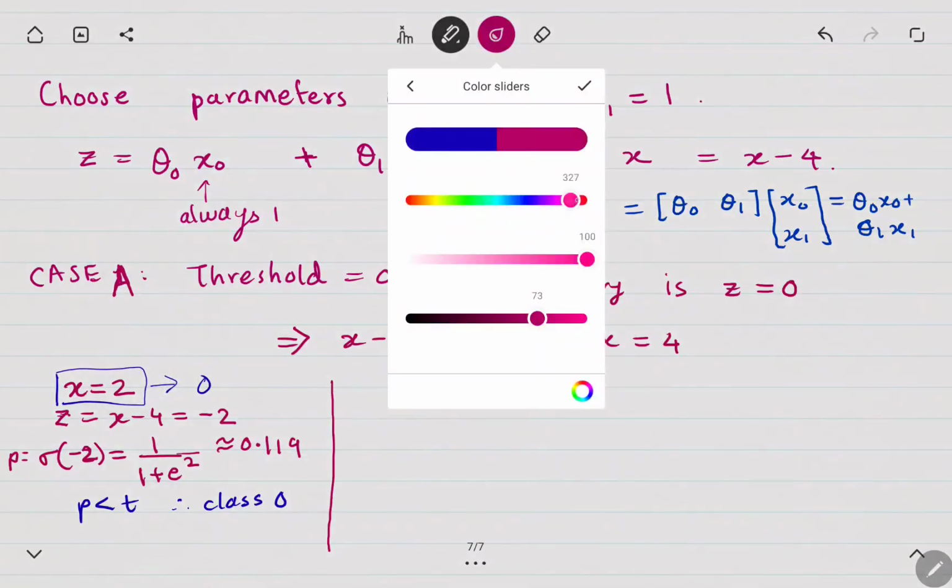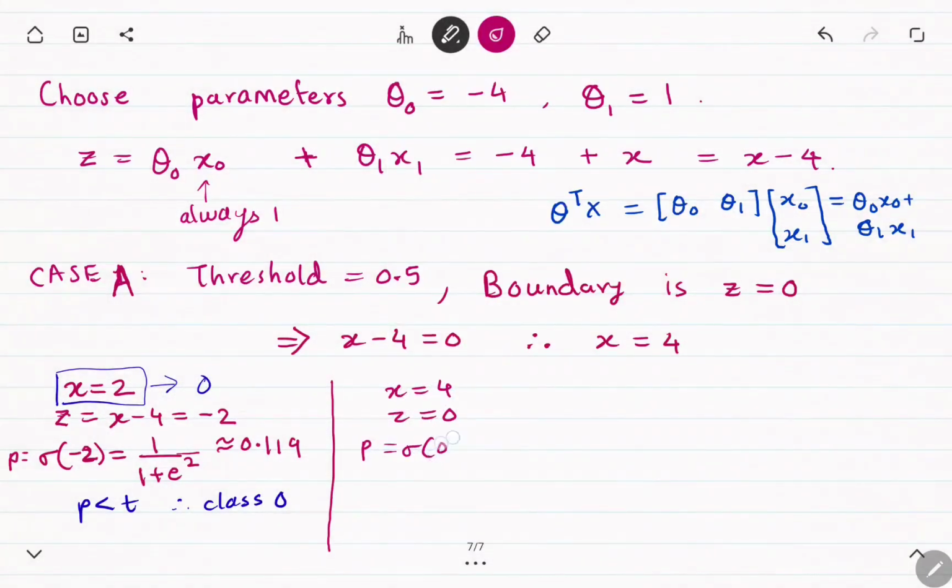If x equal to 4, then z is equal to 0. So probability is 0.5. This point lies exactly on the boundary.